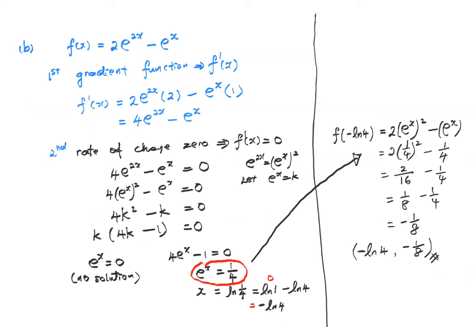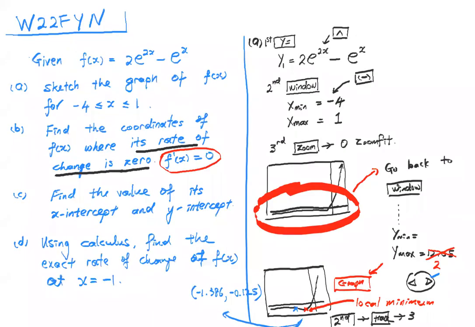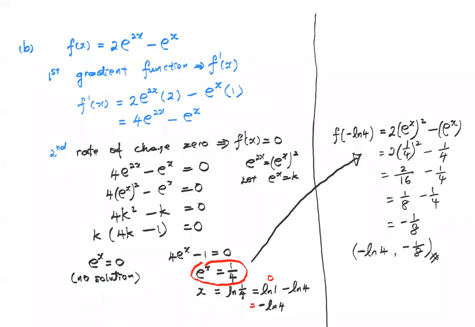Okay, so let's go back to just now, the other part. Find the value of its x-intercept and y-intercept. This one you know how to do, correct? Yeah, x-intercept and y-intercept. Okay, so please do that. Your function is f(x) = 2e^(2x) - e^x. Okay, so we want to talk about y-intercept.